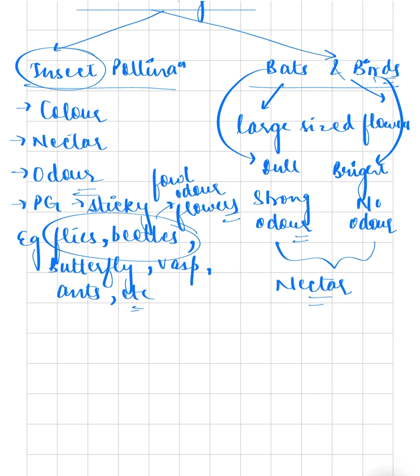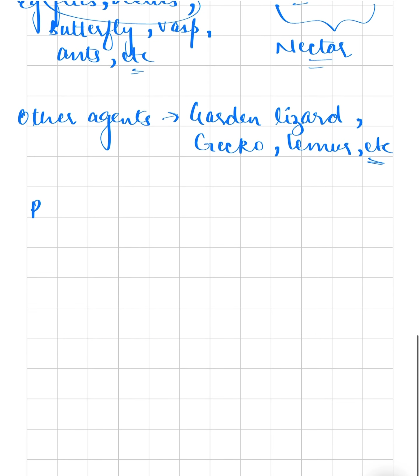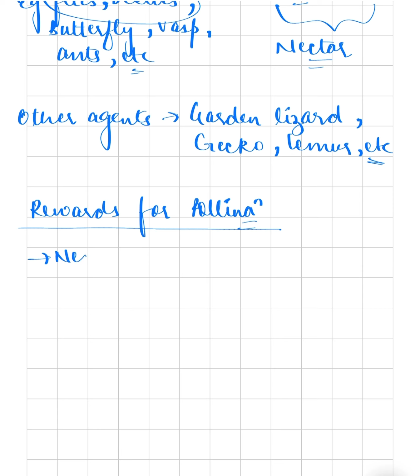Apart from insects, bats and birds, we have other agents also, such as we have garden lizard, we have gecko, we have lemur, etc. Now there are certain rewards for pollination, which ensure the regular visits of pollinators, such as there is nectar, there is edible pollen, and there is space for laying eggs.